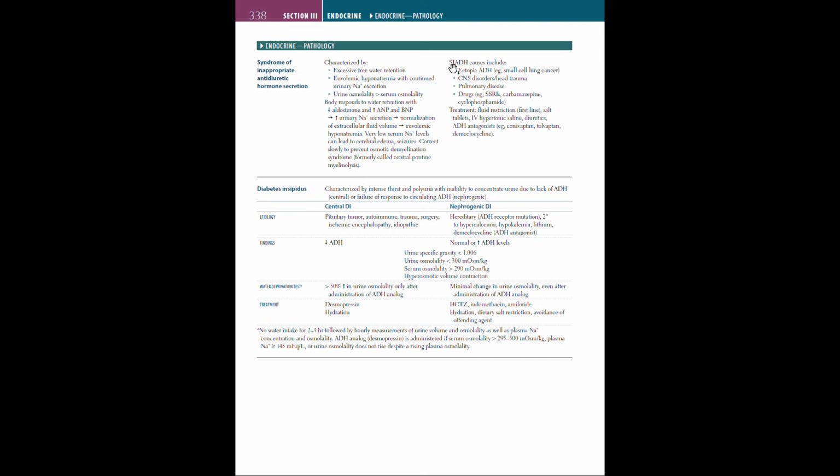It's called SIADH, whose causes include ectopic ADH, that is small cell lung cancer. These small cell lung cancers act as ADH secreting, hormone secreting cancer. So that's why it's like ectopic ADH. CNS disorder, head trauma, pulmonary disease, drugs like SSRIs, carbamazepine, and cyclophosphamide. Treatment is fluid restriction, which is the first line, salt tablets, IV hypertonic saline, diuretics, ADH antagonist, that is conivaptan or tolvaptan or demeclocycline.